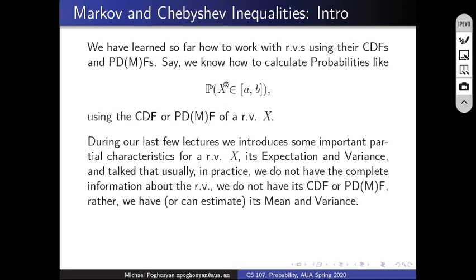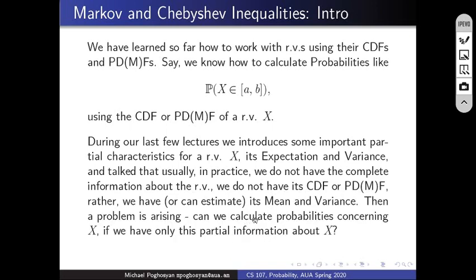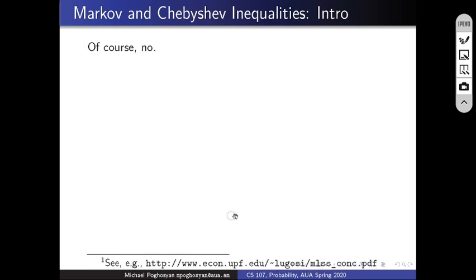complete characteristics of random variable X. We just have partial characteristics, expectation and variance, mean and the variance. So nobody will give us the CDF, nobody will give us the PDF or PMF of random variables. Instead we will have the mean and the variance. And a problem arises whether we can calculate this kind of probabilities having only that partial information, having only the mean and the variance of a random variable X.